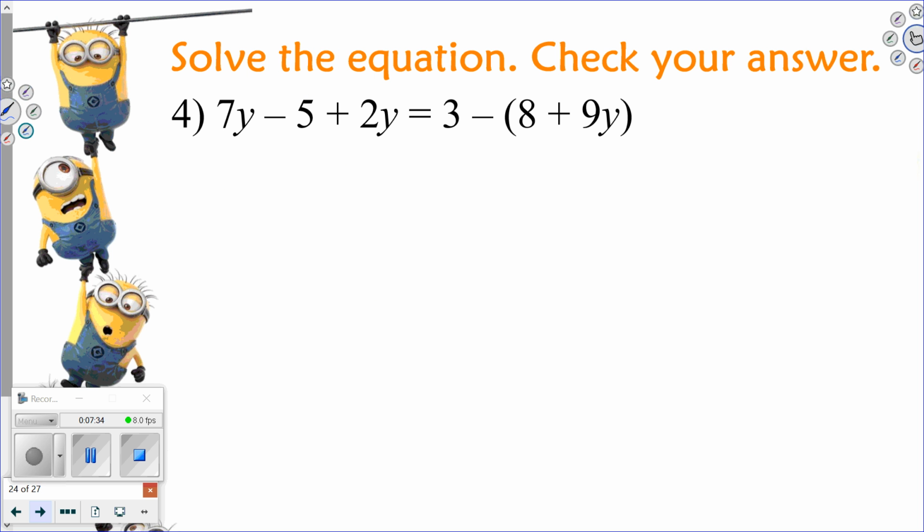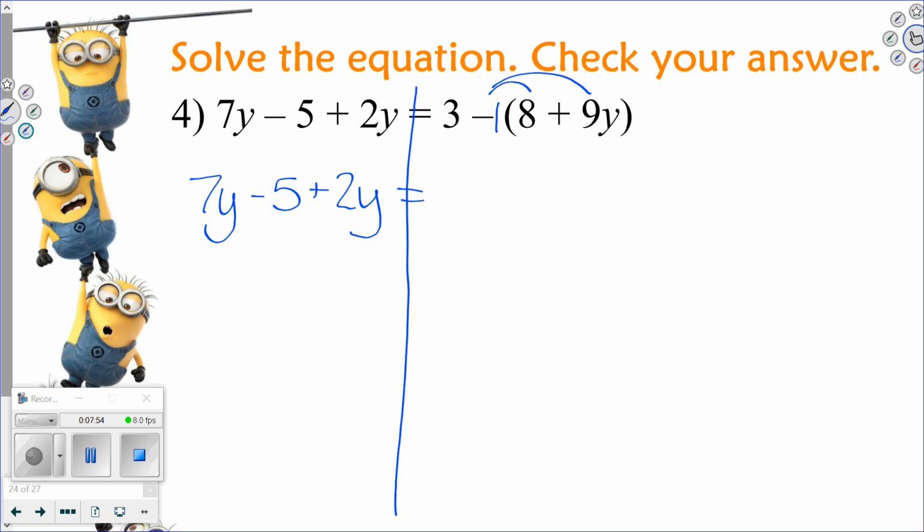Number 4. What do I do with that first? Distribute what? How do I just kind of erase it? Yeah, remember that's like a -1 that's being distributed there. All right, so I'm just going to rewrite all of this. 7y minus 5 plus 2y equals 3. -1 times 8. It's -8. And then -1 times 9y will be -9y.